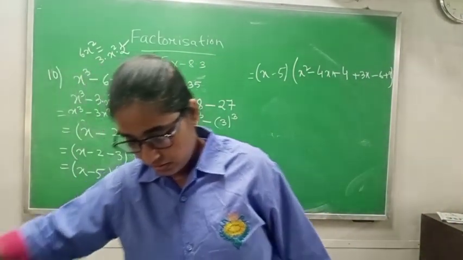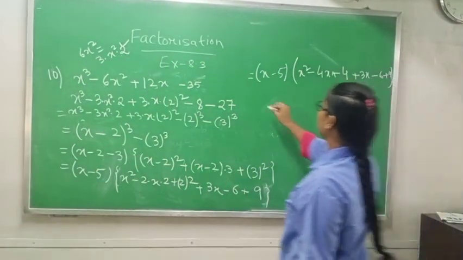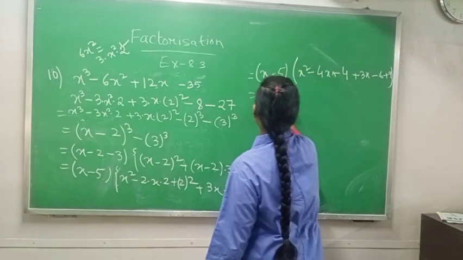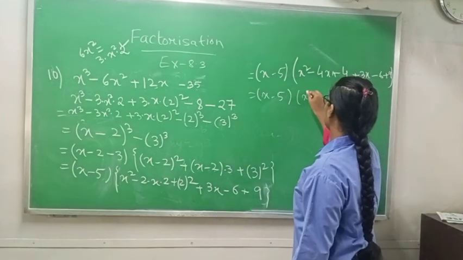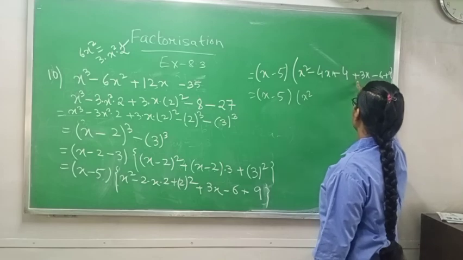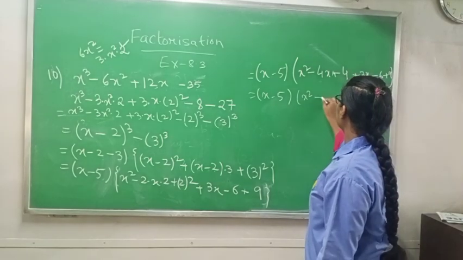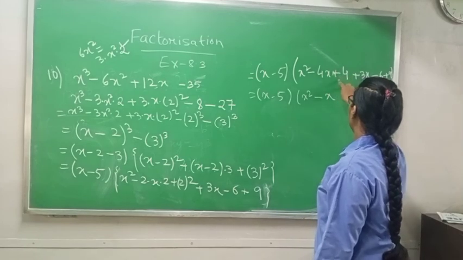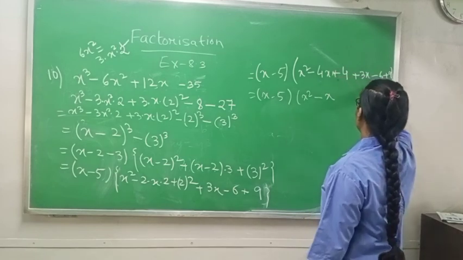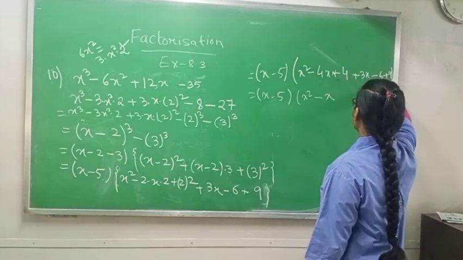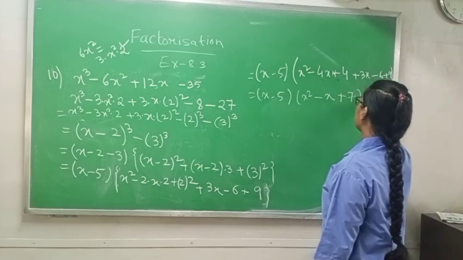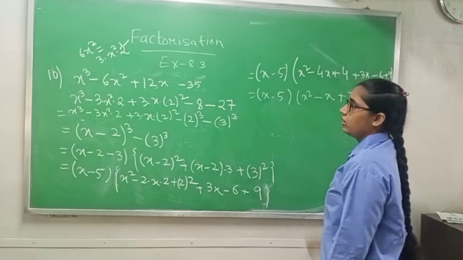Now it is possible to solve this one. Then solve it. How much will it come? X square, for x there is no term. Minus 4x plus 3x, how much will it be? Minus x. Now plus 4 minus 6 plus 9 is plus 7. So this one is your answer.